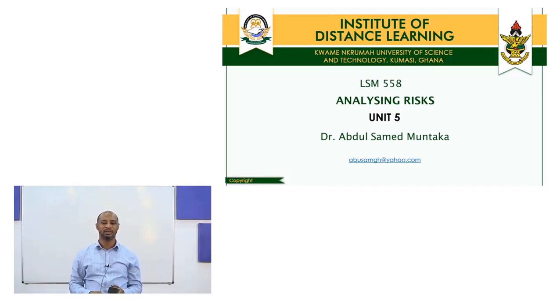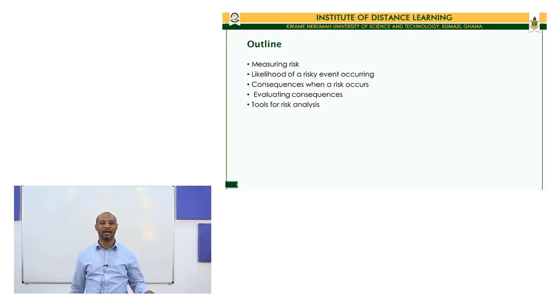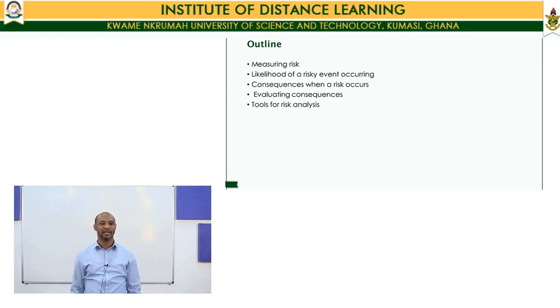In this unit, our aim is to look at analyzing supply chain risk. We want to look at how do we measure risk? How do we find the likelihood of an event occurring? What do we call consequence? Then, how do we evaluate the consequences? And we then look at the tools for risk analysis.